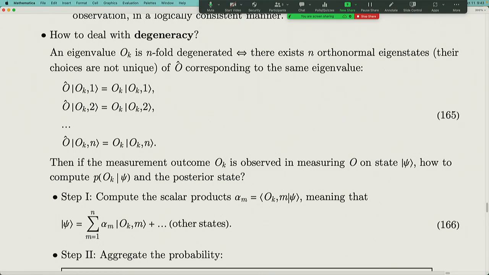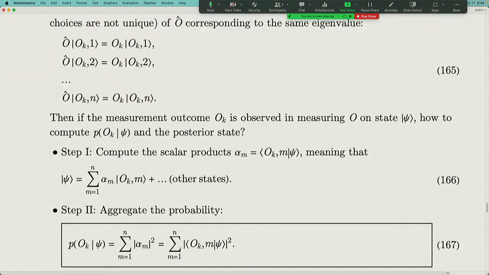If this is the case, then if we measure the observable and we indeed observe this outcome, there's some ambiguity, right? We don't know which state the system will collapse to because there are n of them which correspond to the same eigenvalue. Just given the fact that you observe that eigenvalue can't specify which state should be chosen, right?